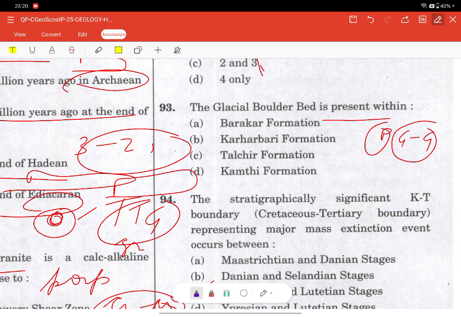So the right answer is the Talchir formation. It is present in the lower Gondwana. The age is from late Carboniferous to early Permian and it is first deposited during Permo-Carboniferous Gondwana glaciation.